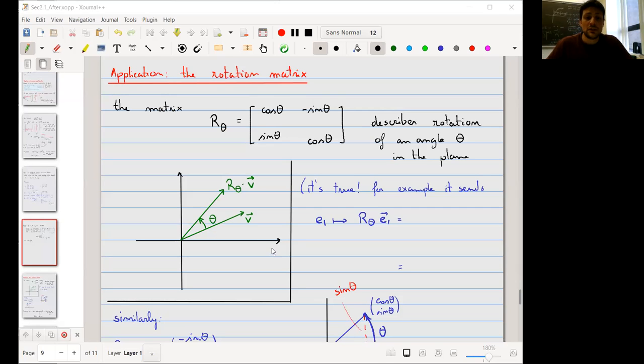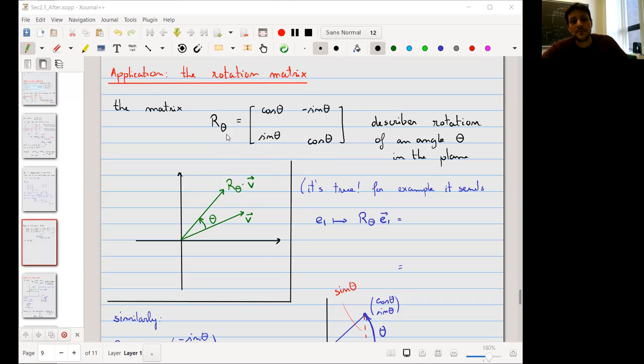Hi everyone. This video is the small application of matrix products and the row column rule. The application will be to rotation matrices. A rotation matrix, by definition, is a matrix that is associated with an angle theta, and the entries of the matrix are trigonometric functions.